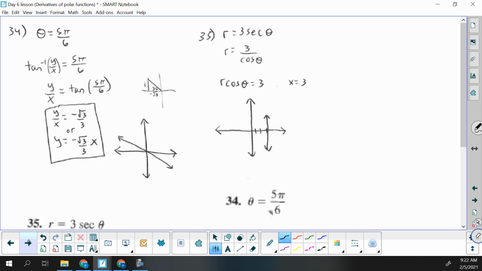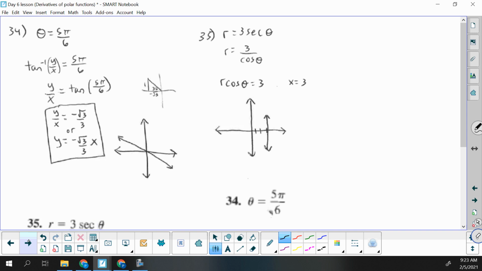If theta is equal to pi over 6, tan inverse of y over x is 5 over 6. So tan of 5 over 6, that's going to be a 30-degree reference angle in the second quadrant. That would be 1 over negative radical 3, or in other words, negative radical 3 over 3, and that's equal to y over x. And you can multiply the x over, and then it's just a line with a negative slope.